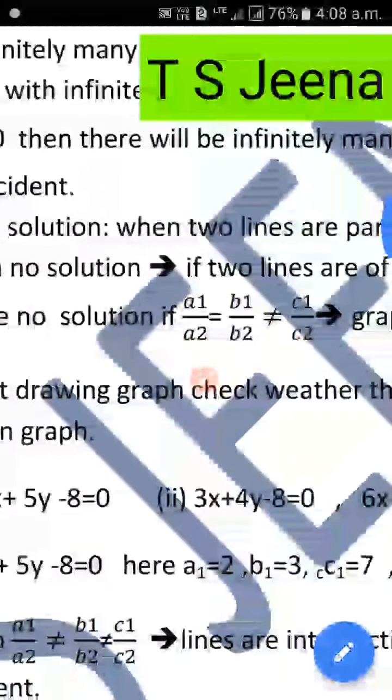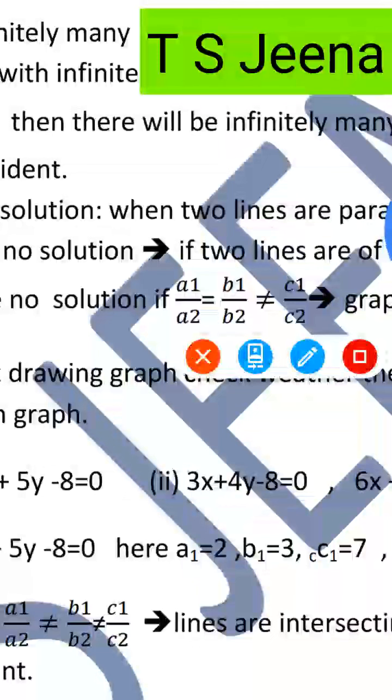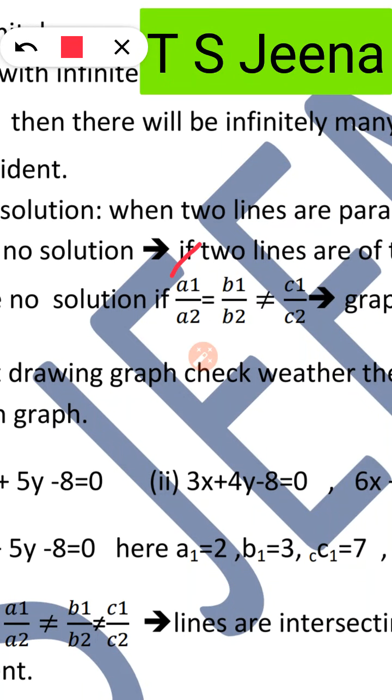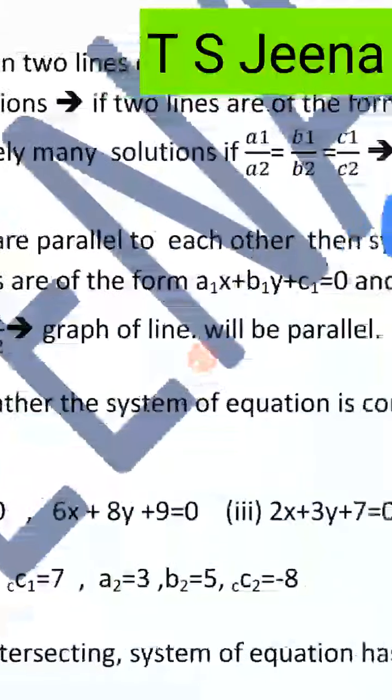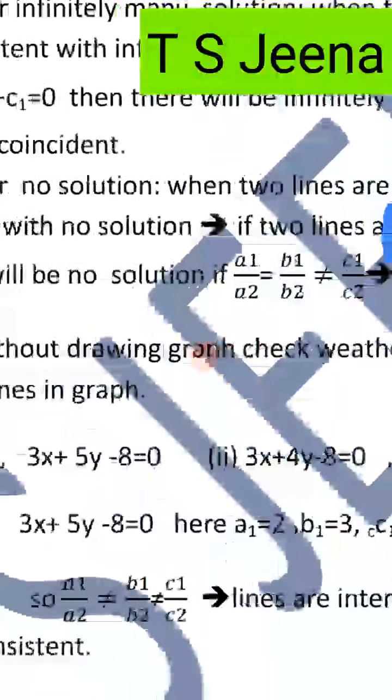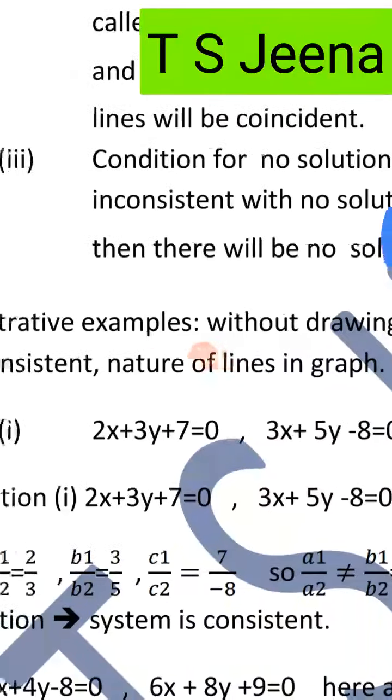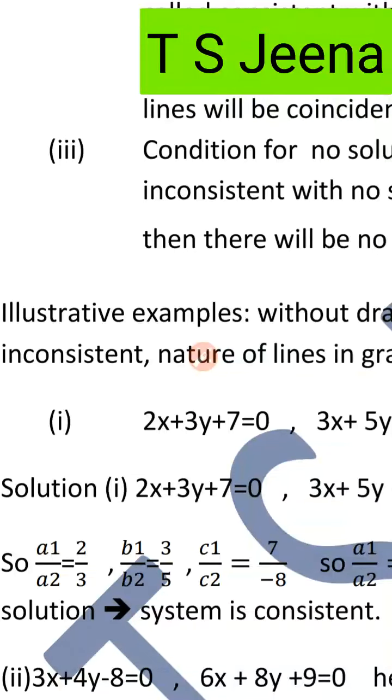Third case, if you are finding a1 upon a2 is equal to b1 upon b2, but this is not equal to c1 upon c2, then there will be no solution and the graph of the lines will come parallel. So this depends upon the ratio. If all are unequal, then unique solution. All are equal, then infinitely many solutions. First two equal and third unequal, then no solution.